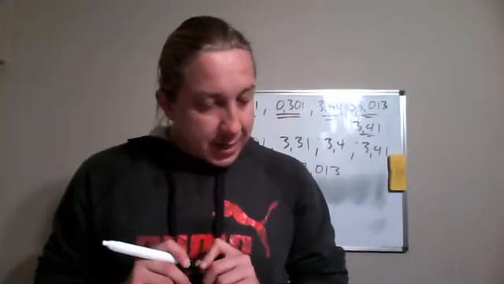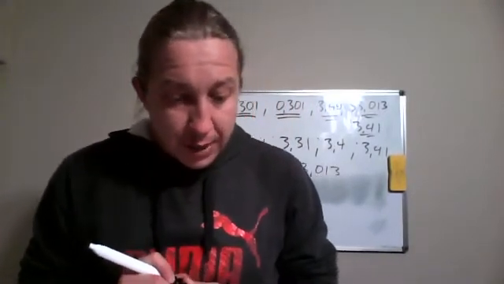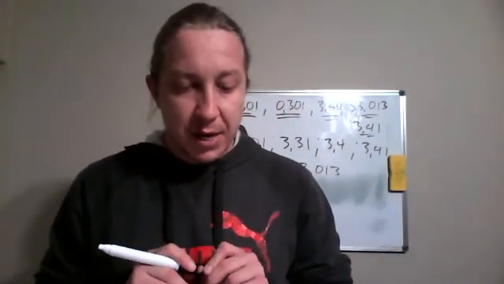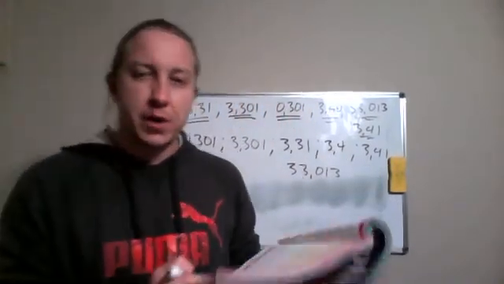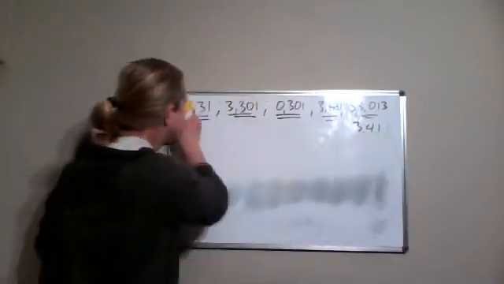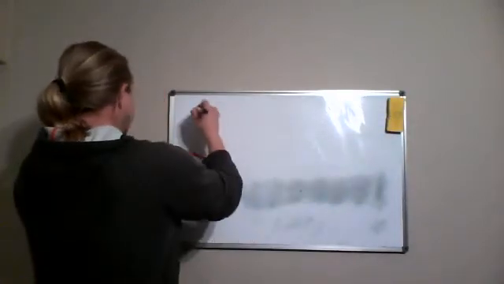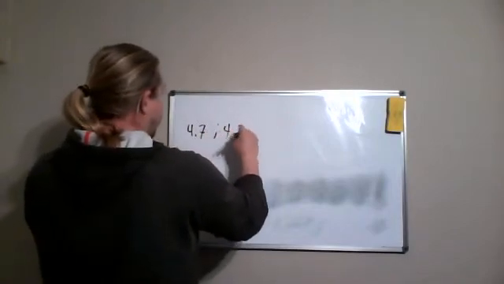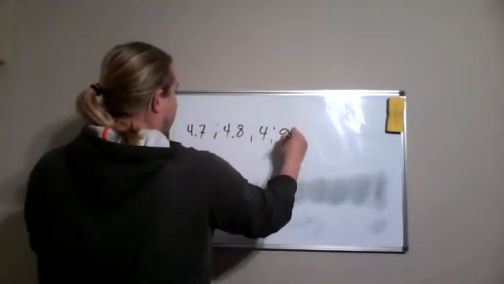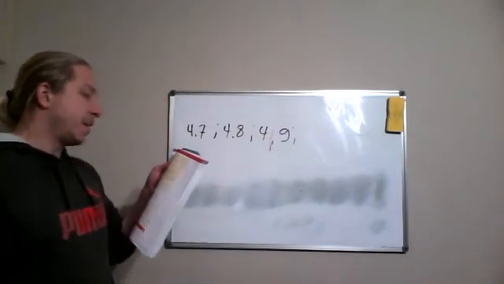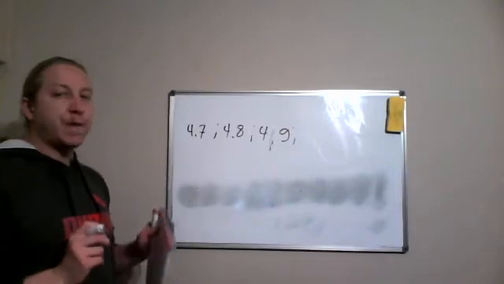Right, guys, so that is that example. Okay, the next example on the next page says now complete these number sequences. So we just need to follow the pattern and complete the number sequence. So I'll show you how to do these. So they start with 4.7, 4.8, 4.9. Then they say complete these number sequences up to 5.5.